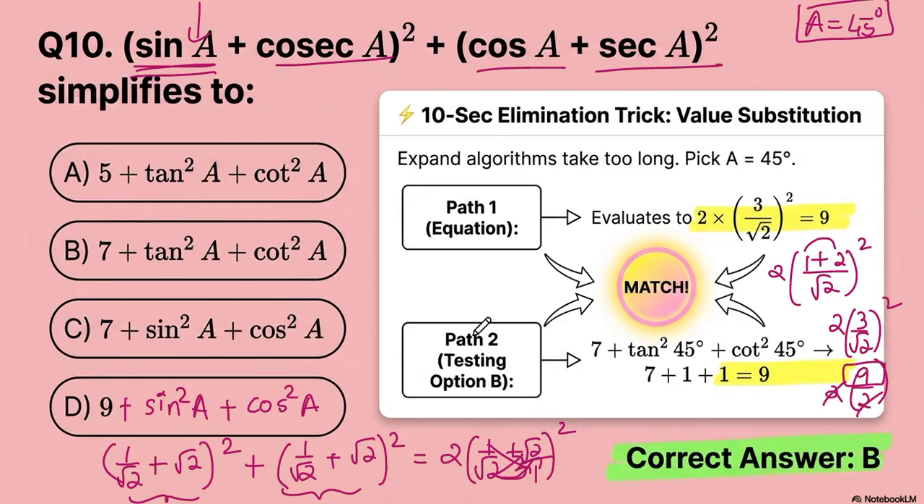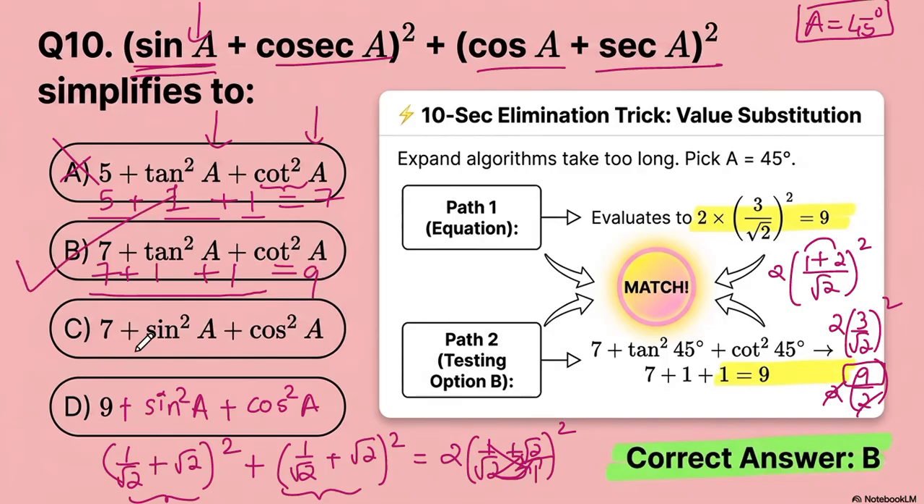Now we have to see in which option we will get answer 9 if we put angle A to be 45. In the first option, 5 as it is plus tan 45 is 1, so 1 square is 1, plus cot 45, that is also 1, so 1 square is 1. If we add up all the values, 5 plus 1 plus 1 we get 7. We are not getting answer 9, so this is wrong. Second option, 7 as it is, tan 45 is 1, so 1 square is 1, cot 45 is also 1, so 1 square is 1. So 7 plus 1 plus 1 is 9. So this option is correct.